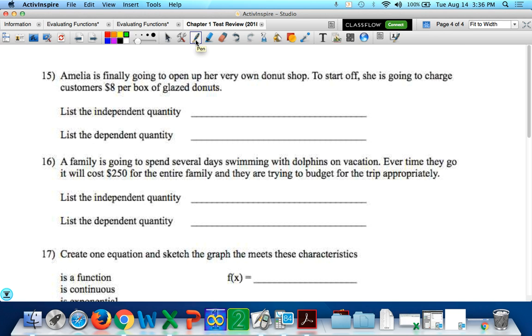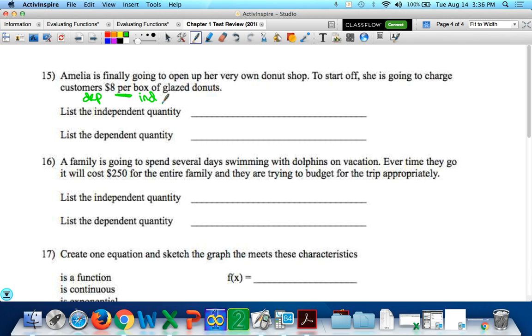This first one, this lady's opened up a donut shop, and we don't really care about a whole lot once we see that word per. And I only put one of them in there that's a per. It's a dead giveaway when you see that word per, okay? Because whatever comes before the per is our dependent, and whatever comes after it is independent.